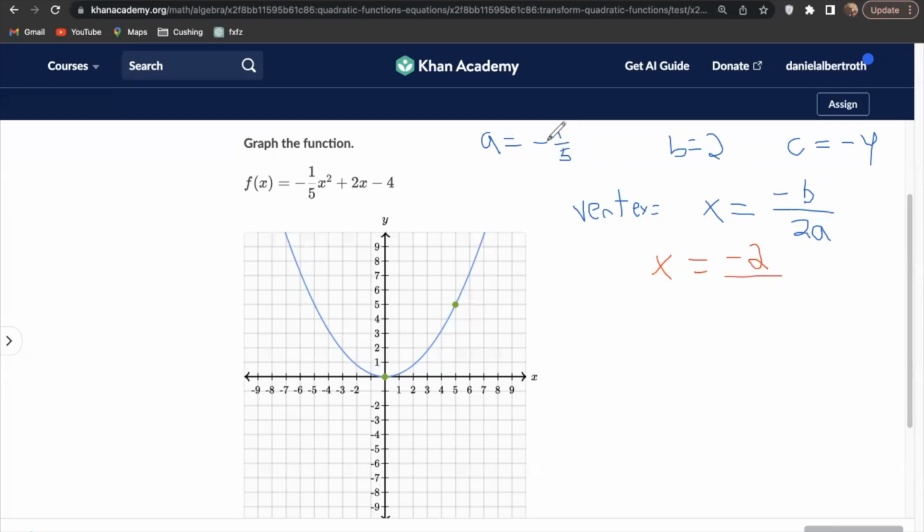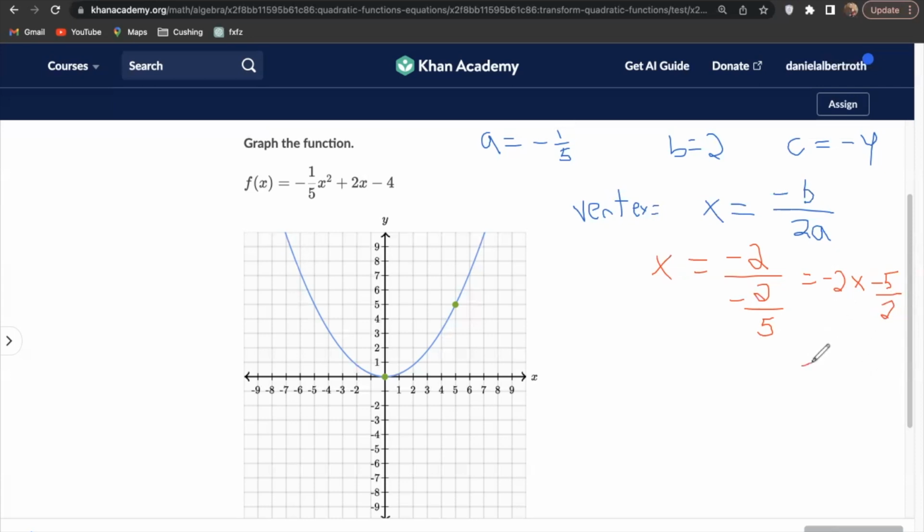So 2 times -1/5 is -2/5. So the x value of my vertex is -2 divided by -2/5. It's a little messy, but I know that if I divide by a fraction, you can just multiply by the reciprocal. So it's going to be -2 times -5 over 2. Instead of dividing by a fraction, you can multiply by the reciprocal. That's how you would divide by a fraction.